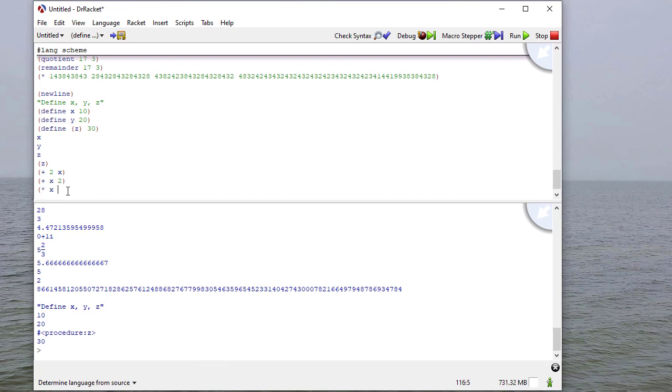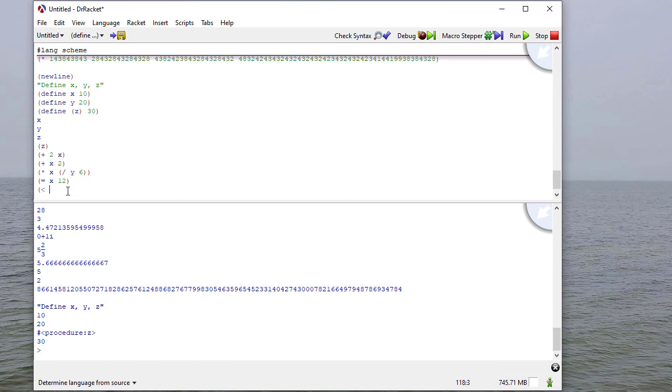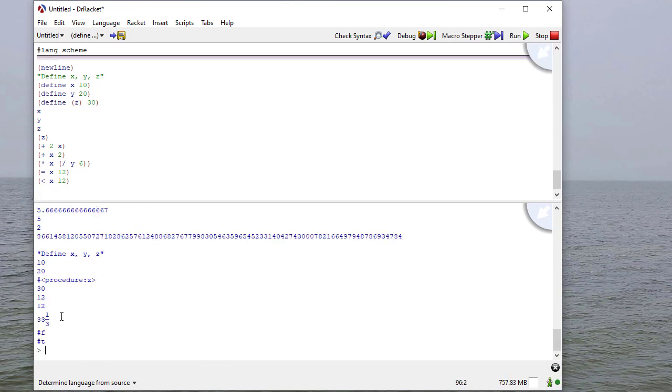I can multiply x times y divided by 6. I can check to see if x is equal to 12 or if x is less than 12. So let's run this and see what we get. And all of these give us the result that we would expect.